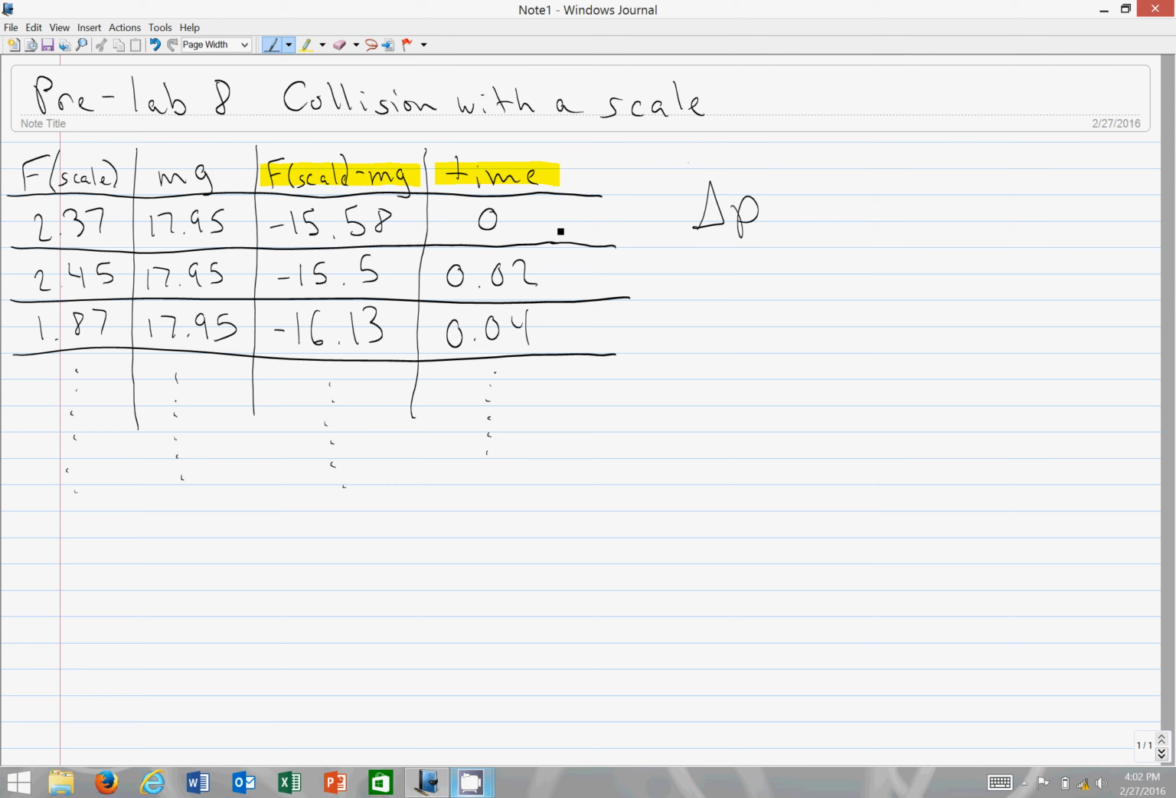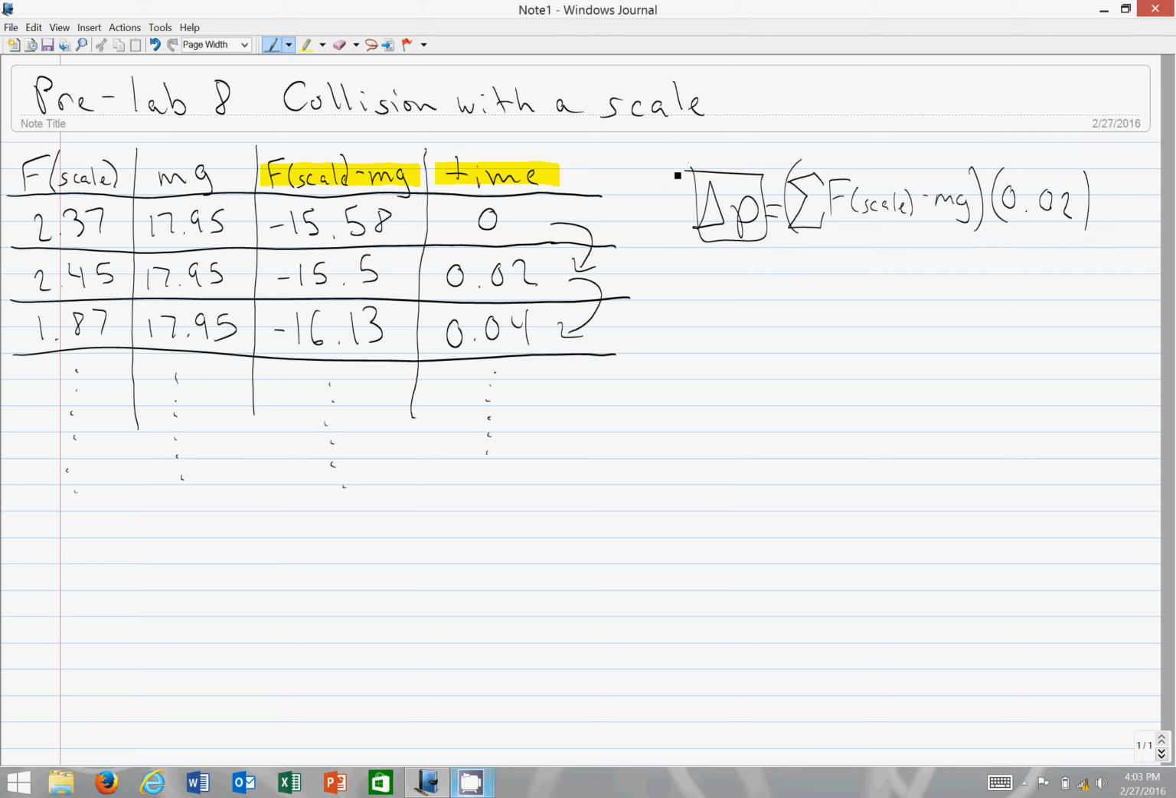And I'll notice here that I go from 0 to 0.02, and from here I go from 0.02 to 0.04. So what I'll do is I'll do F scale times 0.02. So let me draw it out as a formula here. The summation of my F scale minus mg, I'm going to multiply that times 0.02. And I'll get my delta p.